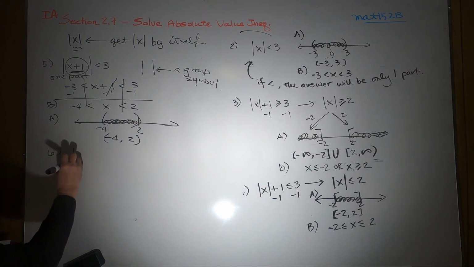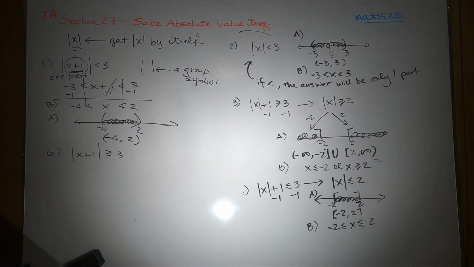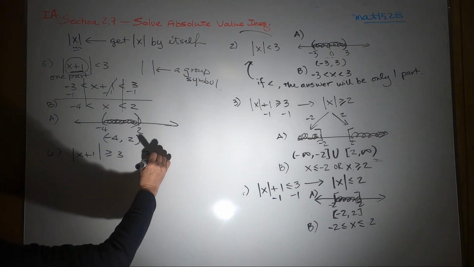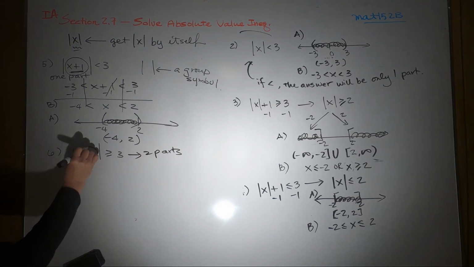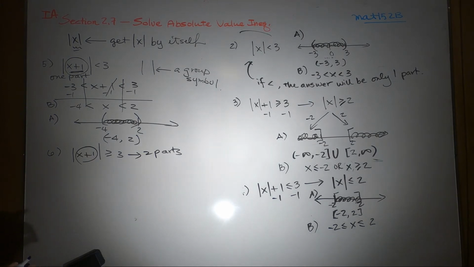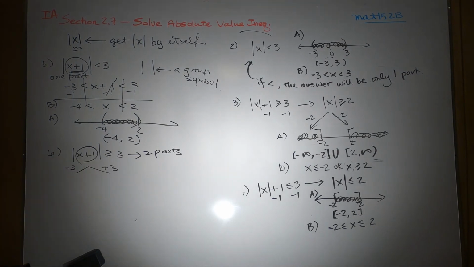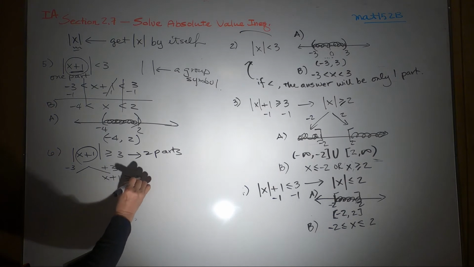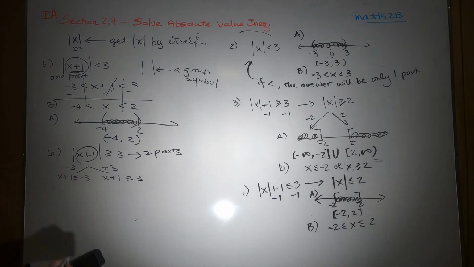Okay. And this one, x plus 1 greater than or equal to 3. So how many parts should we have? Greater than or equal to, we should have 2 parts. Right? So 2 parts, this is the group. And this group, one side is what? On the positive side, another side is on the negative side or further away. So it's saying, okay, this group is greater than or equal to 3, or x plus 1 less than or equal to -3, right?